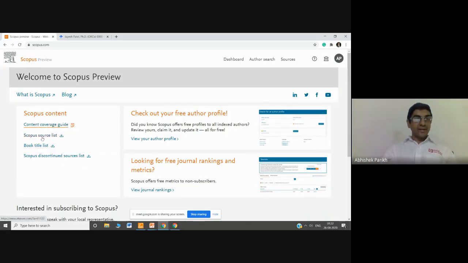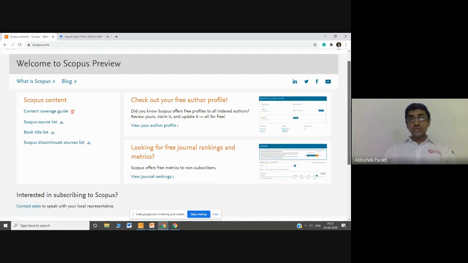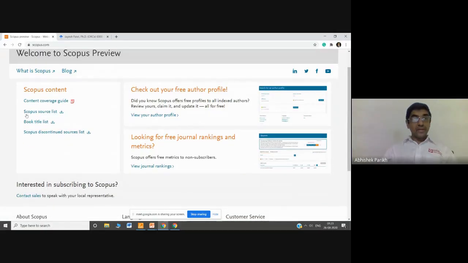content guide, Scopus source list, books title list, and the names of journals or proceedings or whatever which are discontinued from the Scopus listing, right? They generally publish this particular list every month or twice in six months. So you need to remain updated about the list.